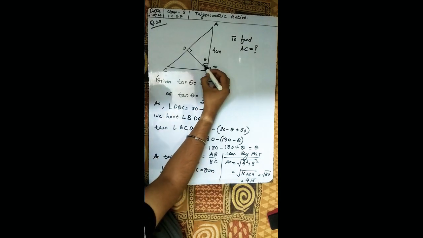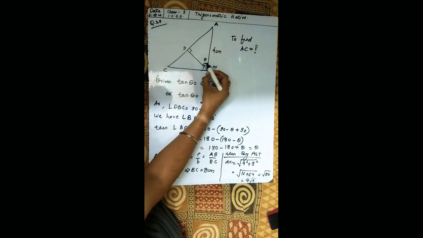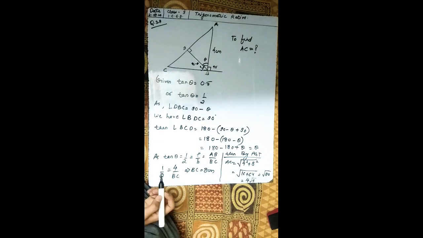Because this full angle is what? 90 degrees. And if this small angle is theta, then what will this be? The whole 90 minus theta, we will get this angle. So this angle is 90 minus theta.